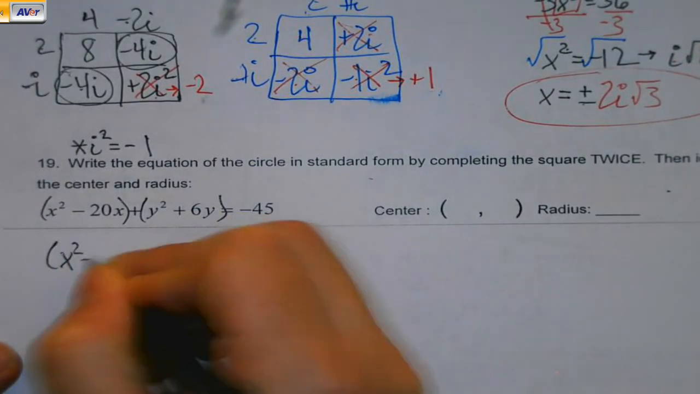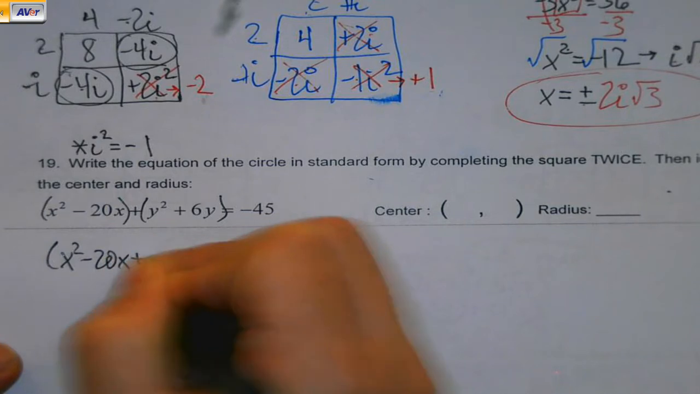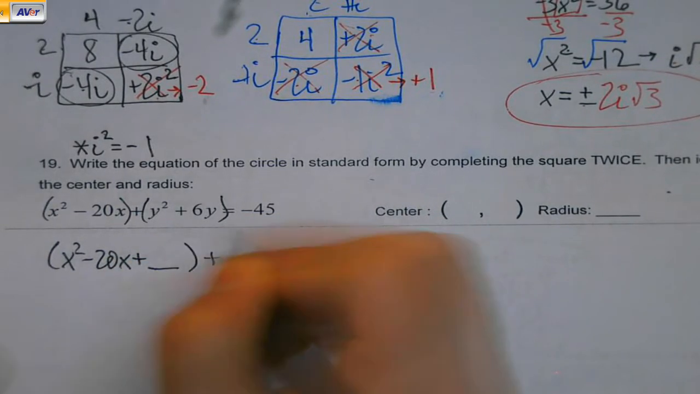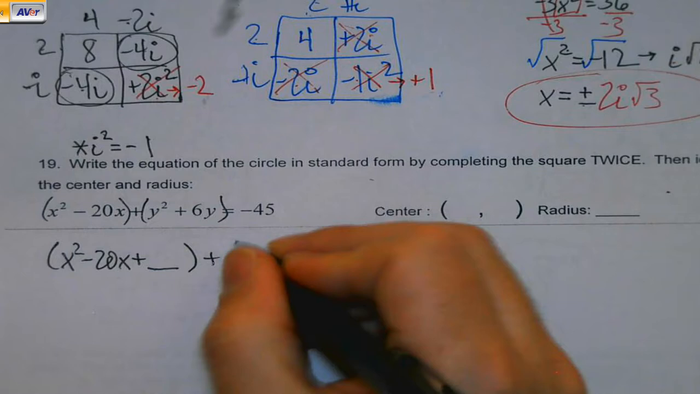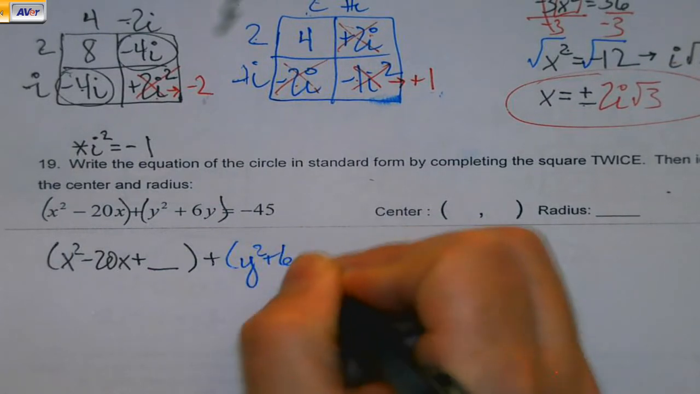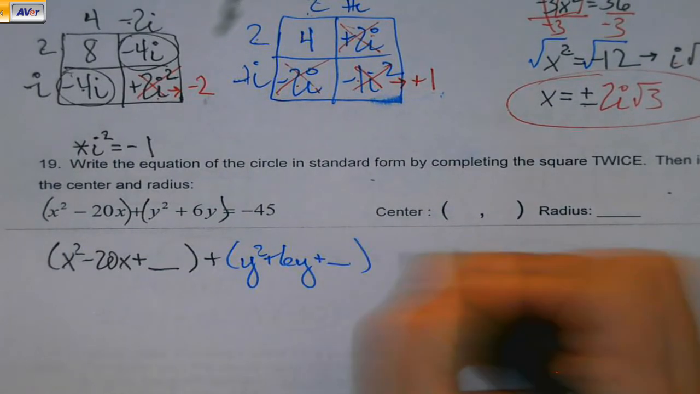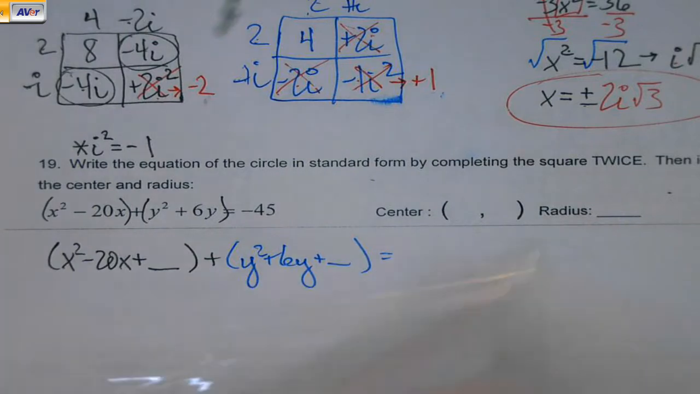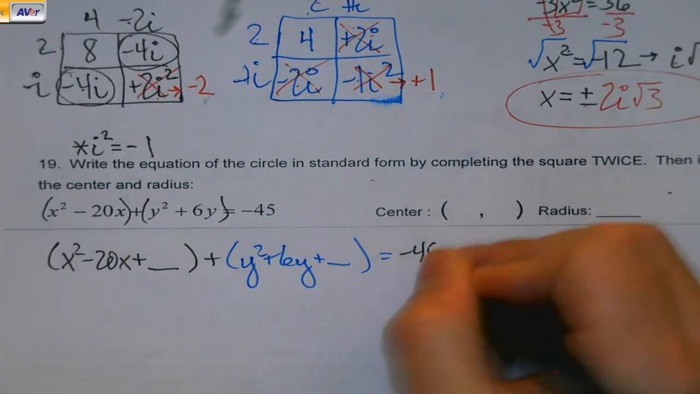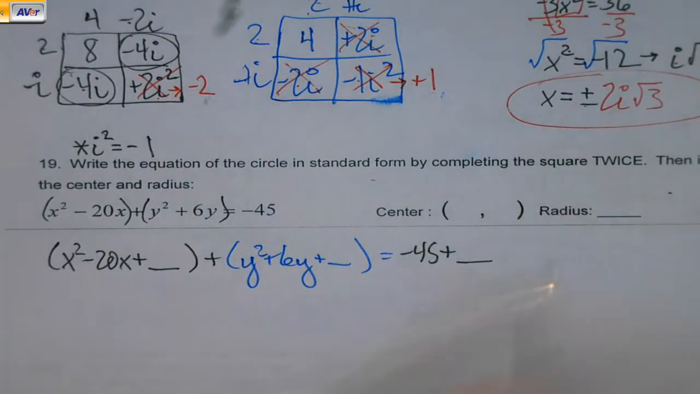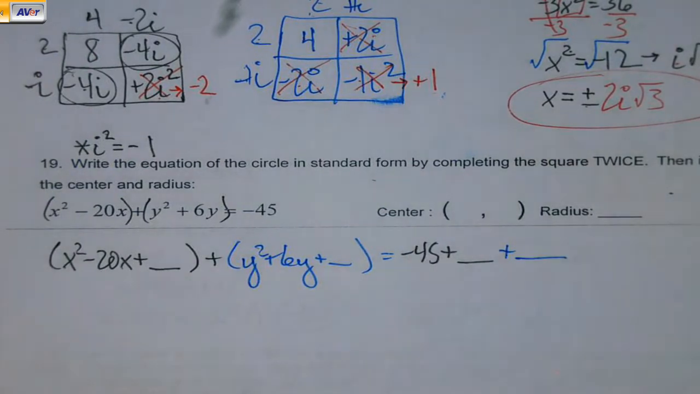So when I group my x's, I'm going to put a blank with them. When I group my y's, I'm going to put a blank with them. And my -45 gets both of those blanks on its side, because whatever I do to one side, I got to do to the other to keep my balance. So you're like, okay, so what goes in the blank? All right, here goes the bad retro Harty sing.